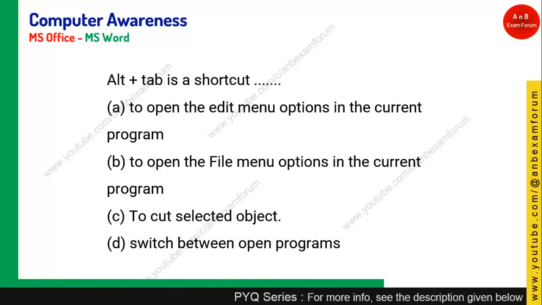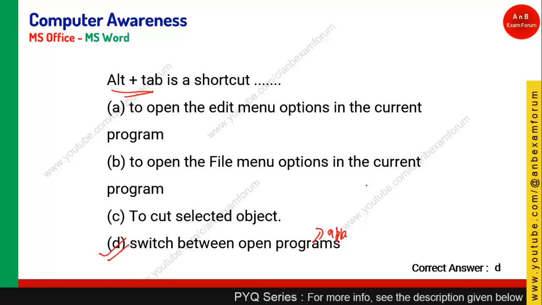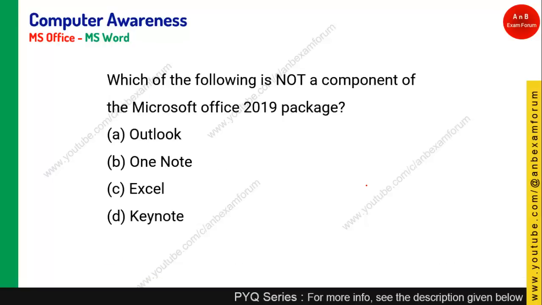Alt plus tab is a shortcut of what? If you are opening multiple applications, then you can switch from one application to another using the key Alt plus tab. So if you want to switch between open programs, meaning open applications, like if you have opened Microsoft Word and concurrently you are working in MS Excel, using Alt plus tab you can switch over. It is a very common shortcut key. So those who have given option D, they are right. They are very much computer savvy.